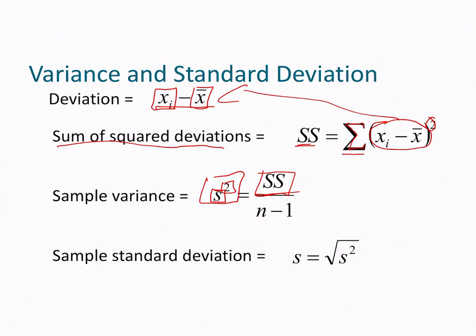If you have your sample variance, you can figure out your standard deviation, which is notated by S, equaling the square root of S squared. This S squared is your sample variance. So you take the square root of your sample variance and it gives you your standard deviation.